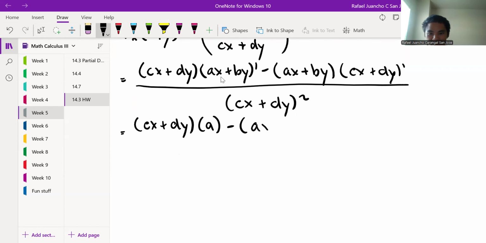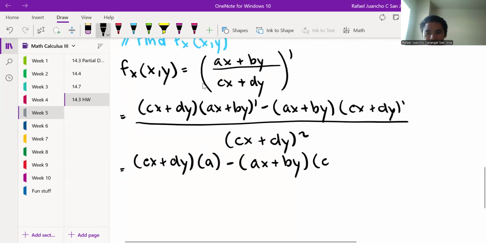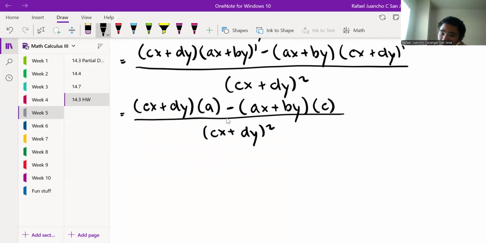Then I copy. And now I take the derivative of cx plus dy. Again, this is 0. d is a constant, y is a constant. Now this is c, right? Over this thing. And I'm done, right? I could simplify, but I don't need to. Honestly, I would just leave it like this.